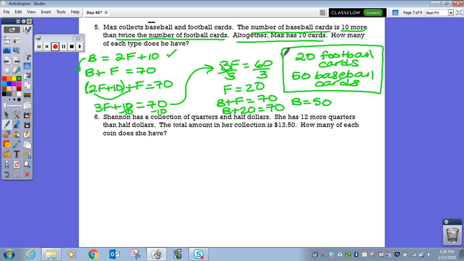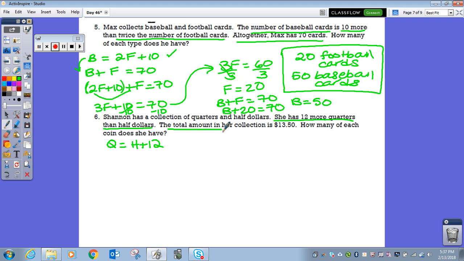Number 6, Shannon has a collection of quarters and half dollars, okay? She has 12 more quarters than half dollars. So 12 more quarters than half dollars, right? And so that means that quarters, we know that there's 12 more quarters than half dollars. So I know H plus 12, right? I know that however many half dollars she has, there's 12 more than that. That's how many quarters there are total, right? So our quarters is our total there.